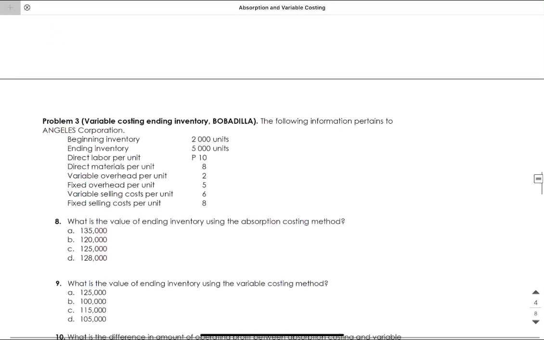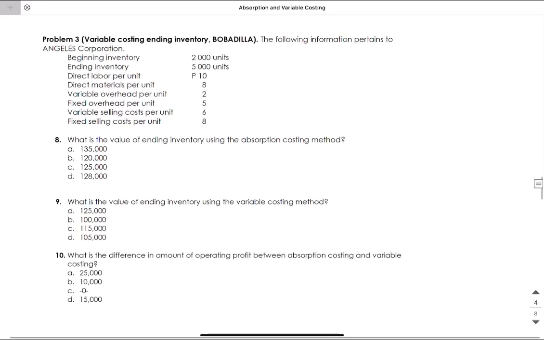Next, problem number 3. We're going to talk about the variable costing ending inventory, as well as, of course, absorption costing ending inventory. The following information pertains to Angeles Corporation. Here we have beginning inventory 2,000 and ending inventory 5,000. Direct labor per unit is 10, materials 8, variable overhead 2, fixed overhead 5, variable selling 6, fixed selling 8.